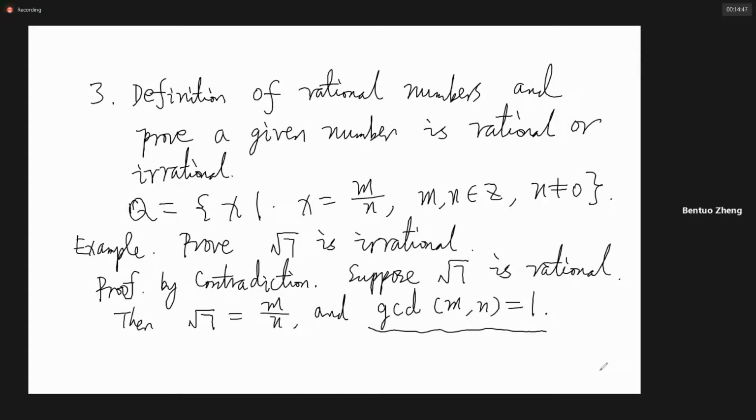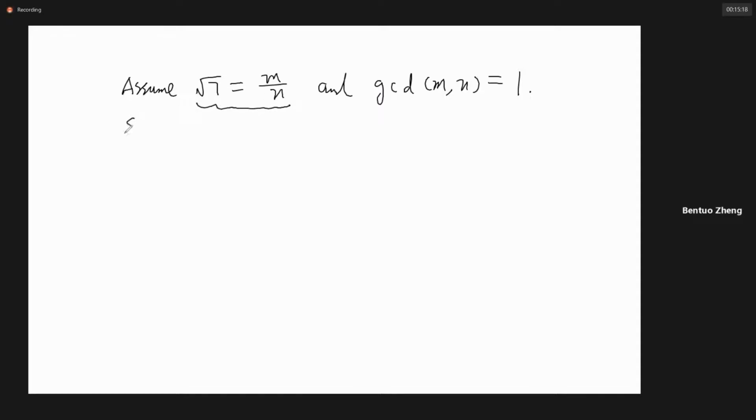All right, so let me continue to the next page. All right, I'll copy it down. So this is our assumption. So assume root 7 is equal to m over n, and the greatest common divisor of m and n is equal to 1. Okay. So now what we're going to do is to square the equation.